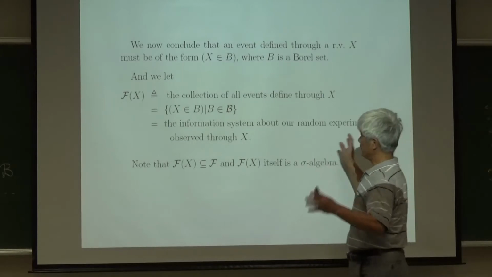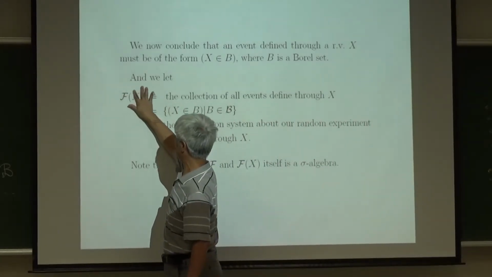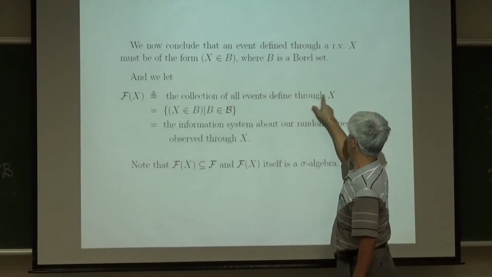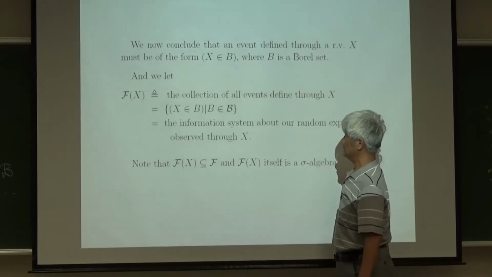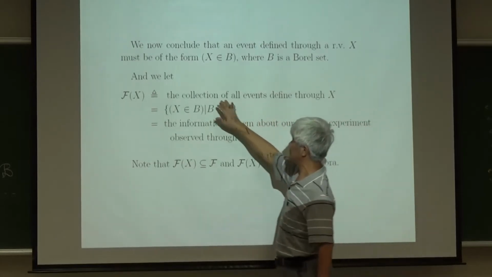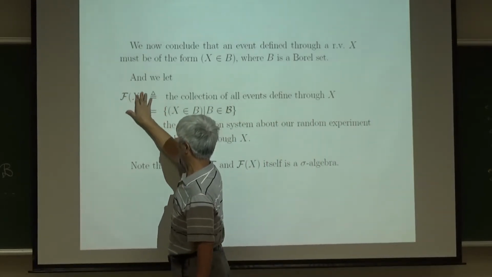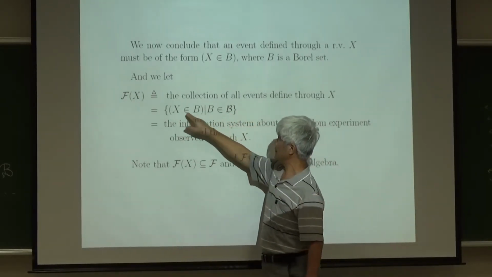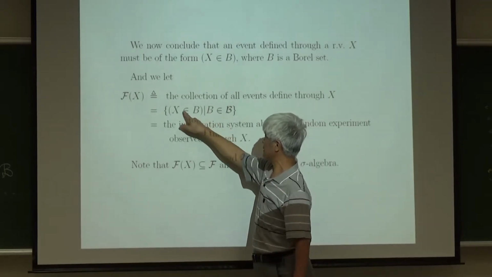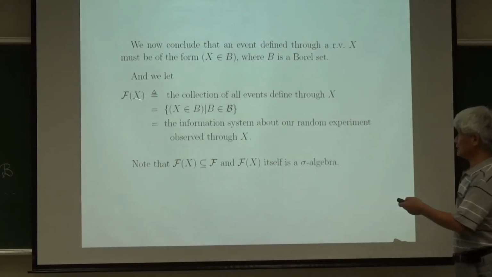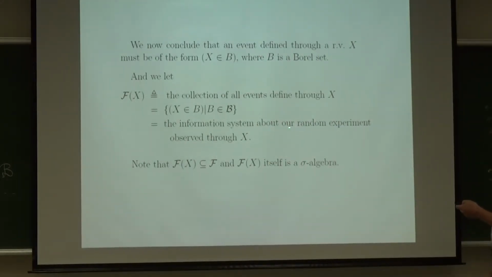So we collect all of them. We denote F of X as the collection of all events defined through X. It is a sigma algebra, and it consists of all events like X being in various Borel subsets. We call such a sigma algebra the information system about all random experiments observed through X.